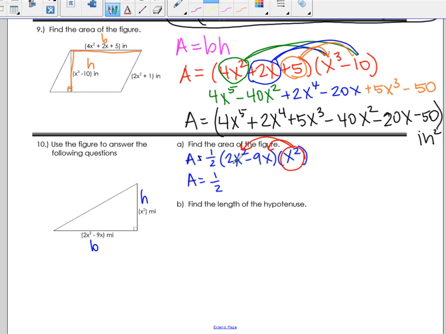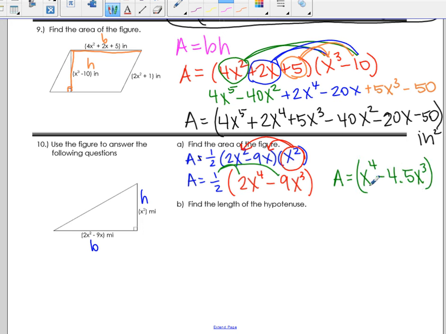x squared times 2x squared is 2x to the 4th, because 2 plus 2 is 4. And then x squared times negative 9x is a negative 9x to the 3rd. Then the last thing you need to do is take care of that 1/2 and distribute that in. So your area here, 1/2 times 2 is just 1, so that ends up being x to the 4th. 1/2 times 9 is 4.5, so negative 4.5x to the 3rd. And in this case, that's going to be miles squared because it's area.